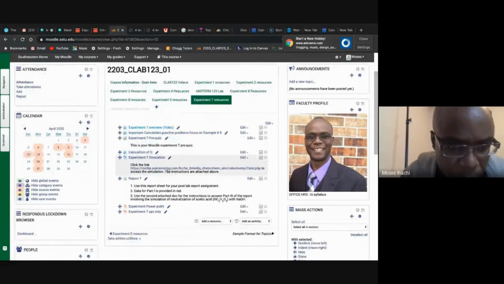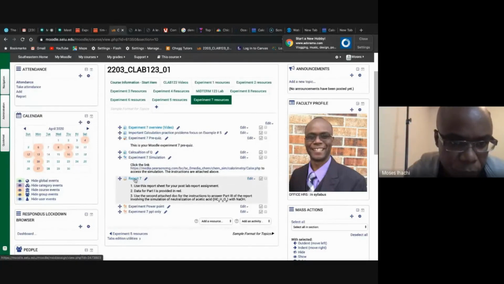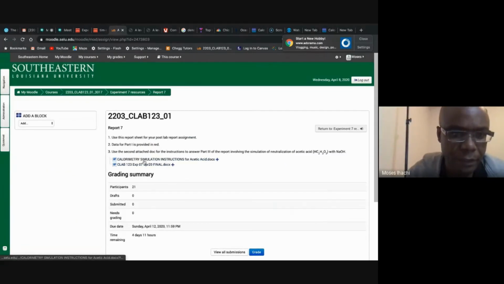If you click the report, it tells you to use the second attachment doc for the instruction to answer part 3 of the report involving simulation of neutralization of acetic acid. So let's click this folder. So here it is, calorimetry instruction for acetic acid. That's the simulation.